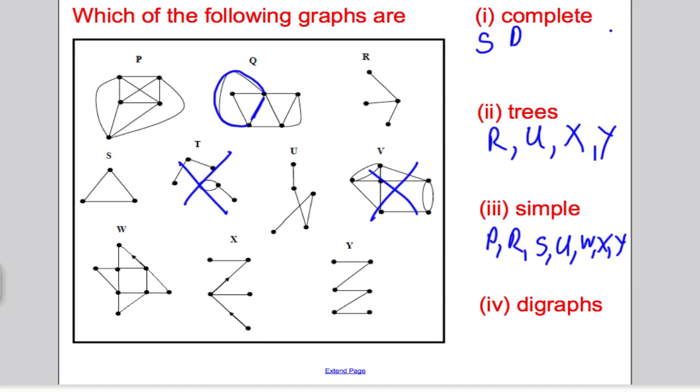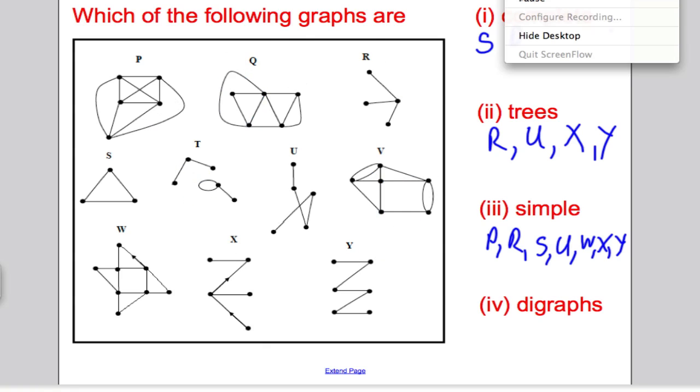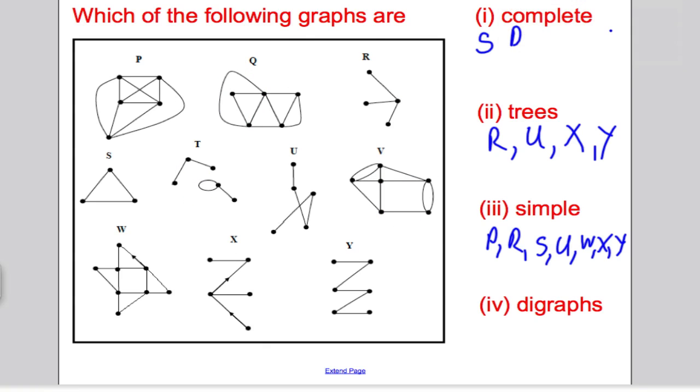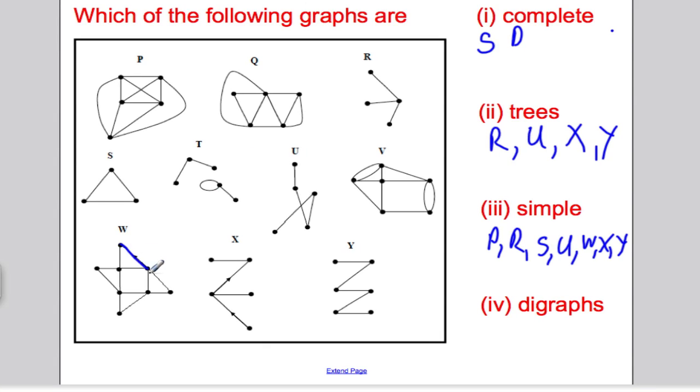And lastly, digraphs. Let's remember what a digraph was. A digraph was a graph that had some direction associated with it. You had to go along a certain direction. Now here, there's a direction there, here there's a direction, so these two are the only digraphs, so W and X. And hopefully you were able to answer those questions.